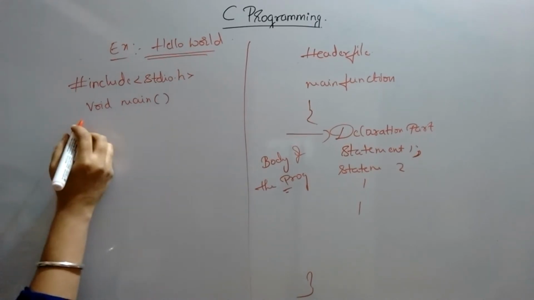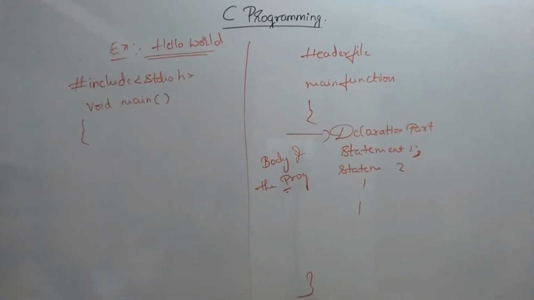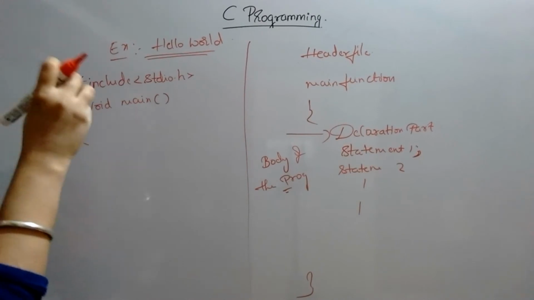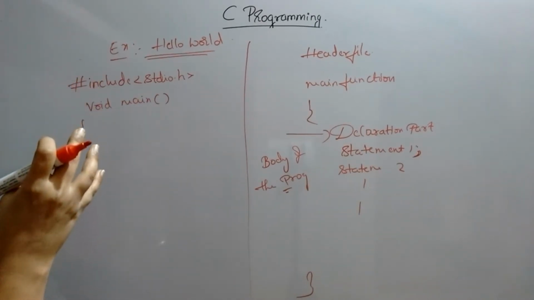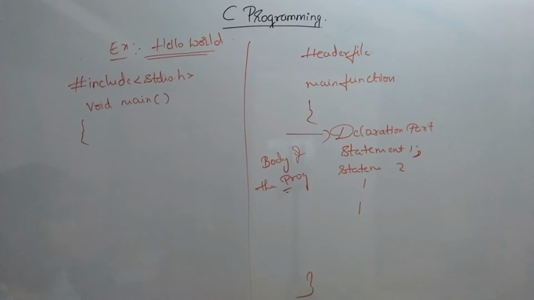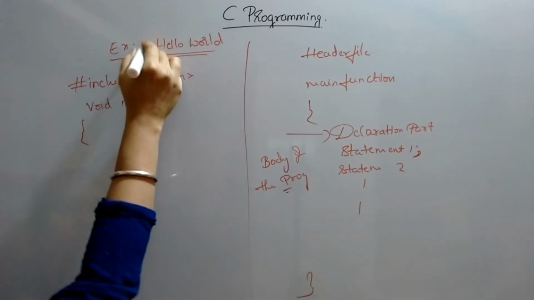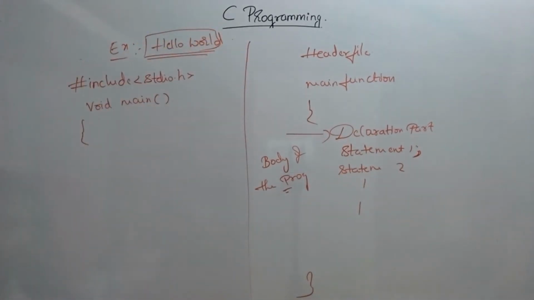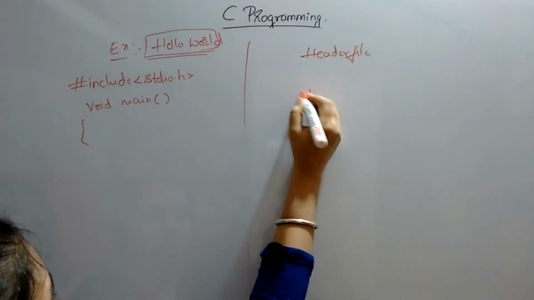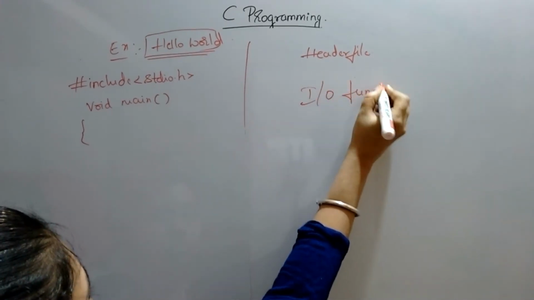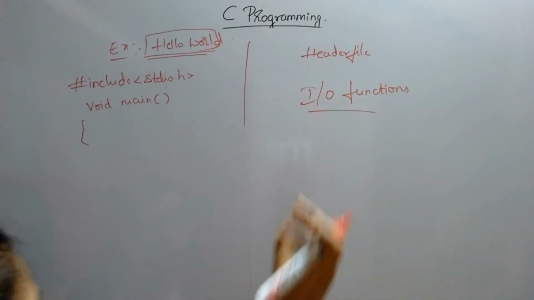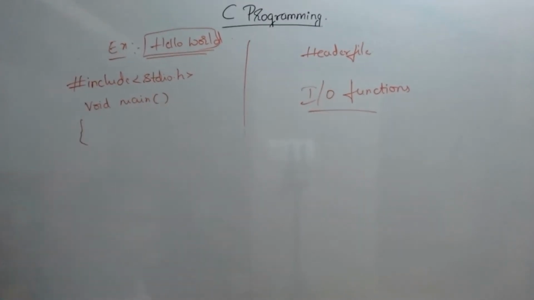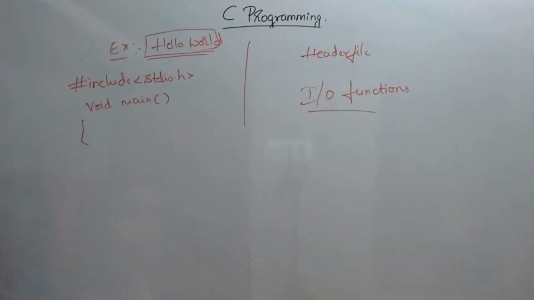Fine. After the main function, opening brace. Here this is the declaration part, or you can say local definitions, right? Since I don't have any variables here to declare, because I don't have to take any inputs from the user, I just want to print hello world, that's all. I'm going to use the printf statement to print on the output screen. See, while coming to IO functions, that is printf and scanf, why I am going to use printf and when I am going to use scanf, right? We have to see that.